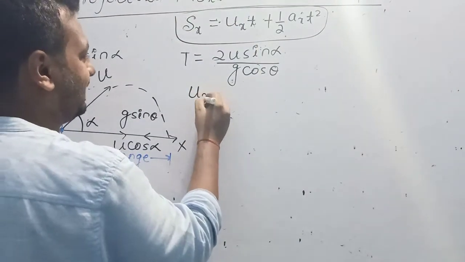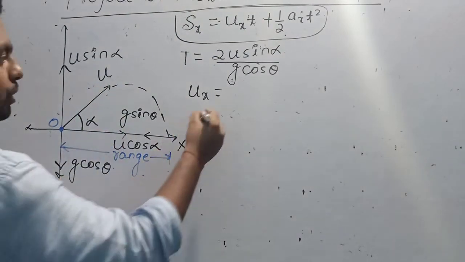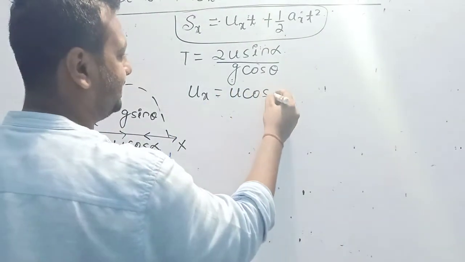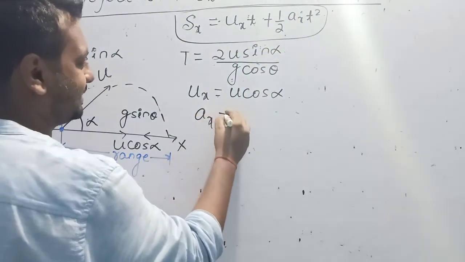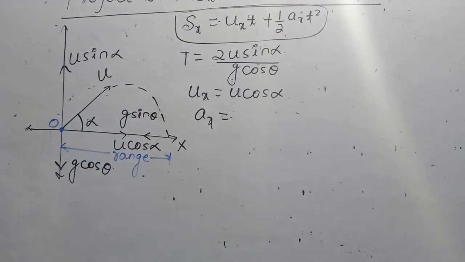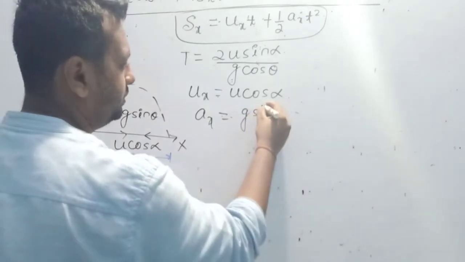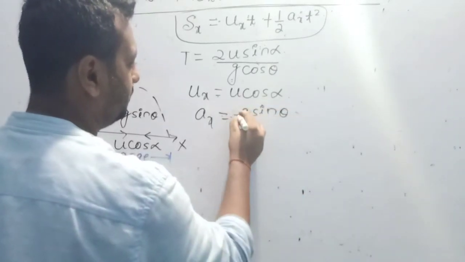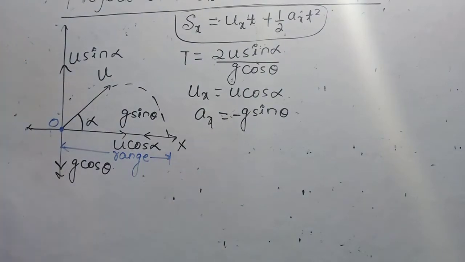Initial velocity is the x component. What is the value of the initial velocity x component? That is u cos alpha, and this is positive. Again, the acceleration due to gravity x component is equal to g sin theta. But this is in the negative x direction, so I am writing a negative sign here.